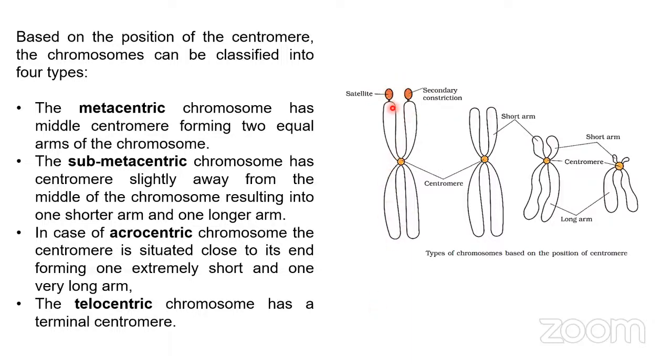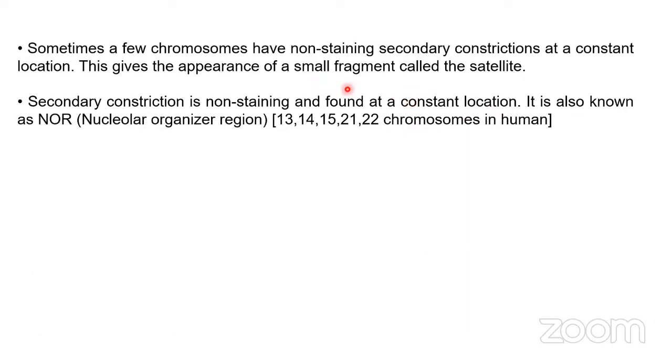This chromosome has a secondary constriction present beside the primary constriction, that is, beside the centromere, and these small fragments are known as the satellite, since they appear like a satellite. The secondary constriction is non-staining and found at a constant location, as I mentioned, and it is also known as NOR. NOR stands for nucleolar organizing region.